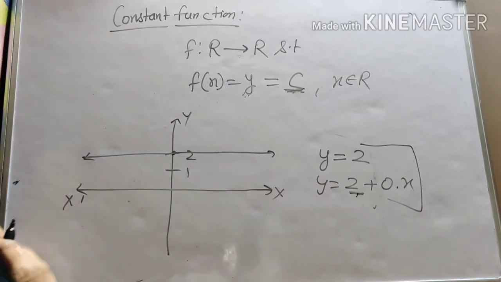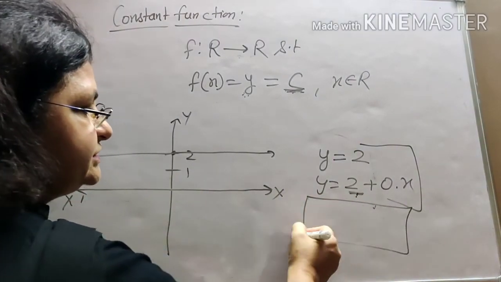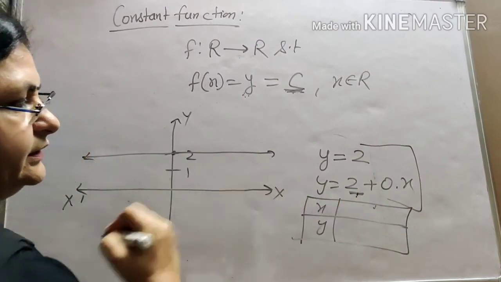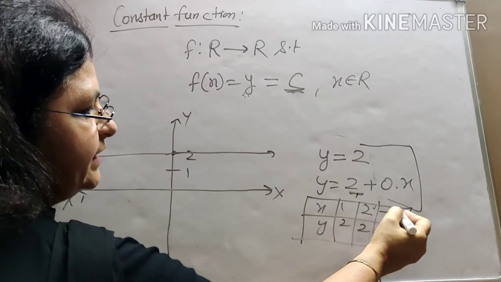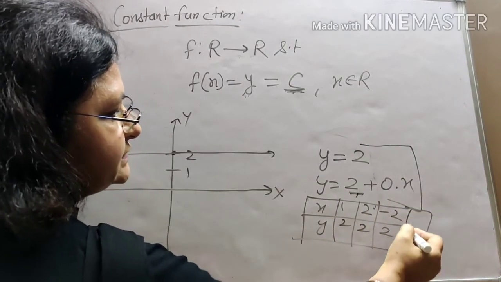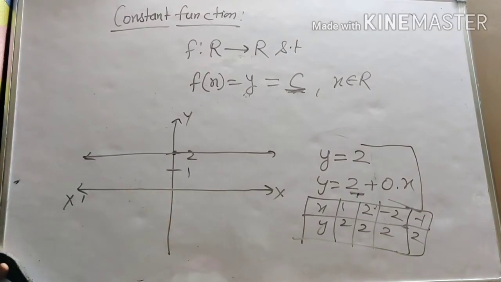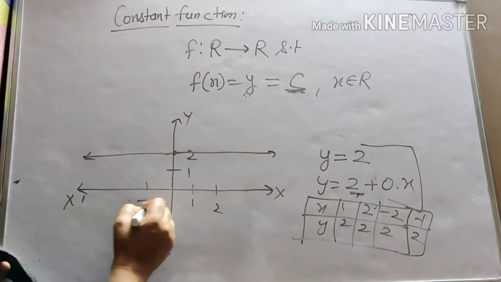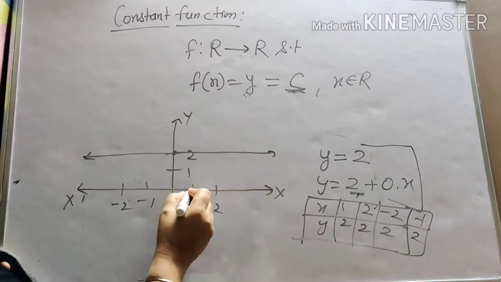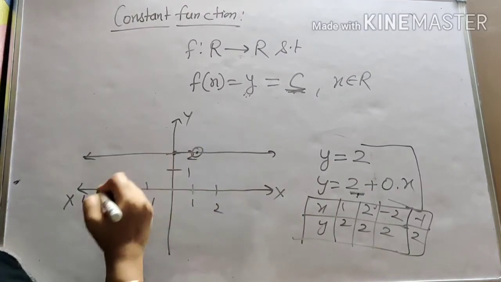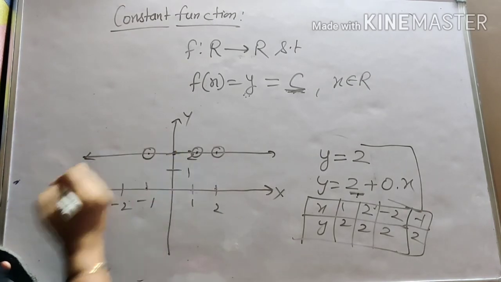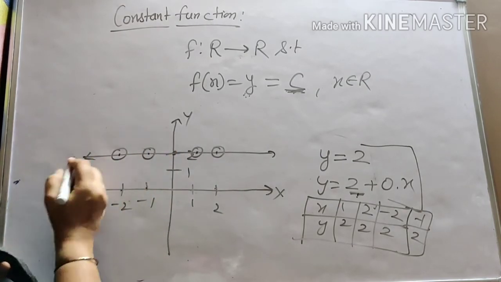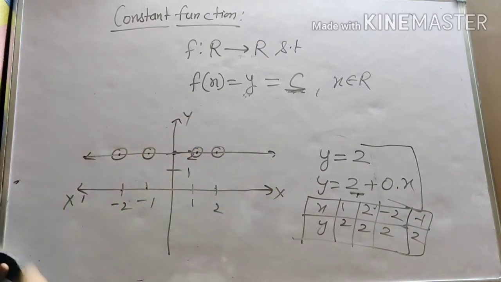Or you can make a table of x, y. If x is 1, y is 2. If x is 2, y is 2. If x is minus 2, y is 2. If x is minus 1, y is 2. We can draw it: 1, 2, minus 1, minus 2. 1, 2, it means this point. 2, 2, it means this point. Minus 1, 2, this point. Minus 2, 2, this point. So in this way, we will get a straight line parallel to the x-axis.